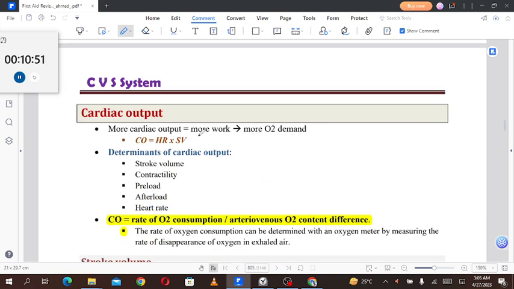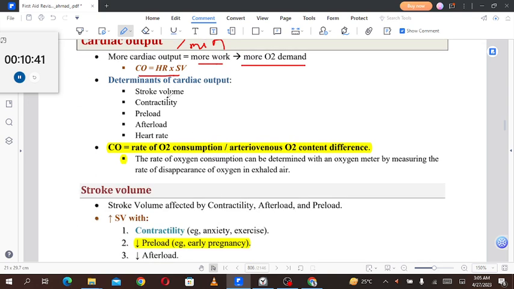Then cardiac output. More cardiac output is equal to more work, which means more oxygen demand. Cardiac output is equal to heart rate multiplied by the stroke volume, and you may also say cardiac output per minute, just for the sake of remembering it. Determinants of the cardiac output are stroke volume, contractility, preload, afterload, and heart rate. Cardiac output is equal to rate of oxygen consumption divided by the arteriovenous oxygen content difference.